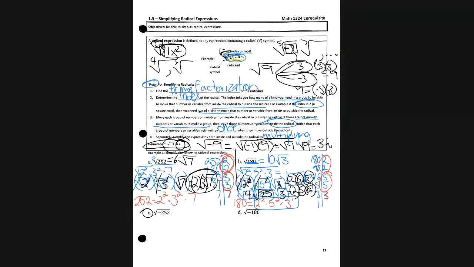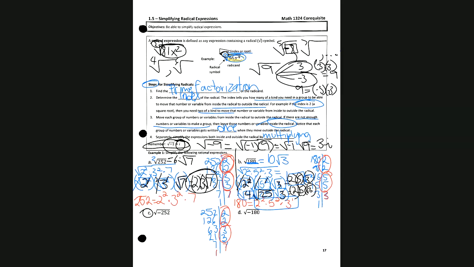So 252, we divided by 2, we got 126. We divided by 2, and then we got 63. Then we divided by 3, and we got 21. Divided by 3, get 7, and then divide by 7, you get a 1. So for the prime factorization, we use prime factors, and we keep dividing until we get a 1. So we made the groups.